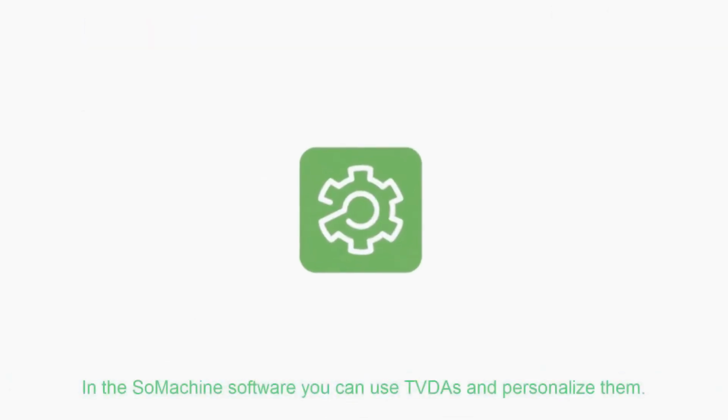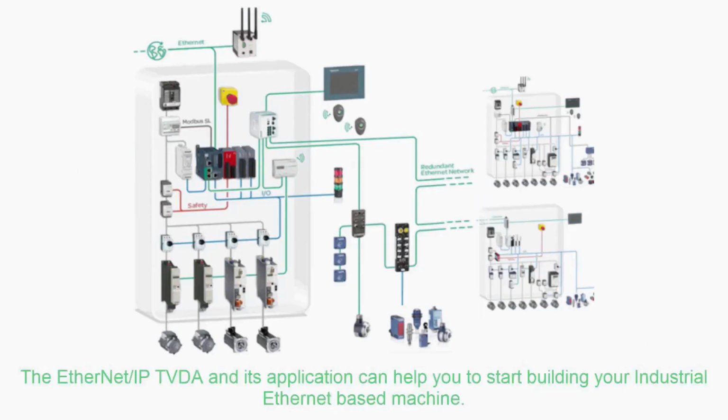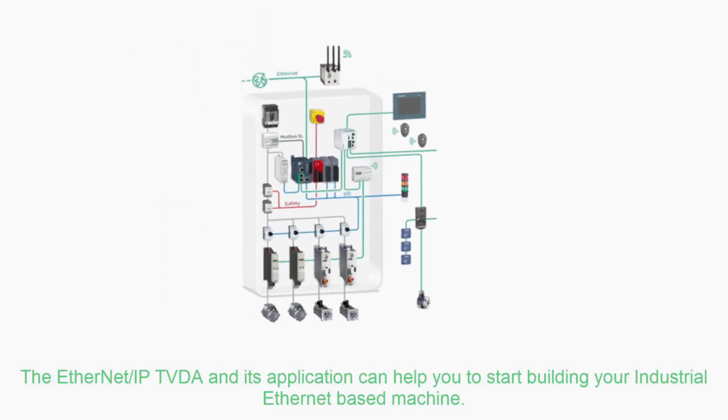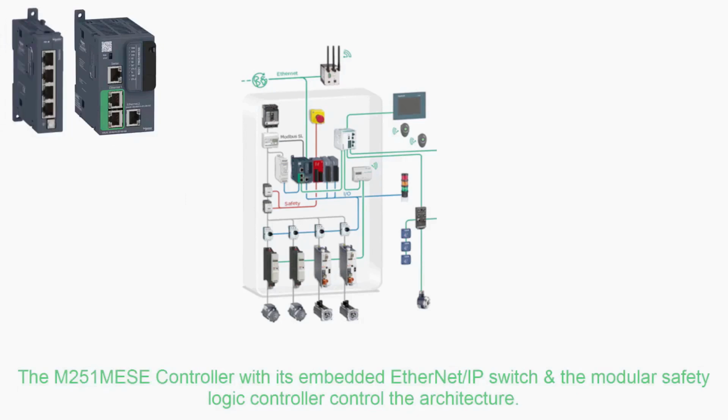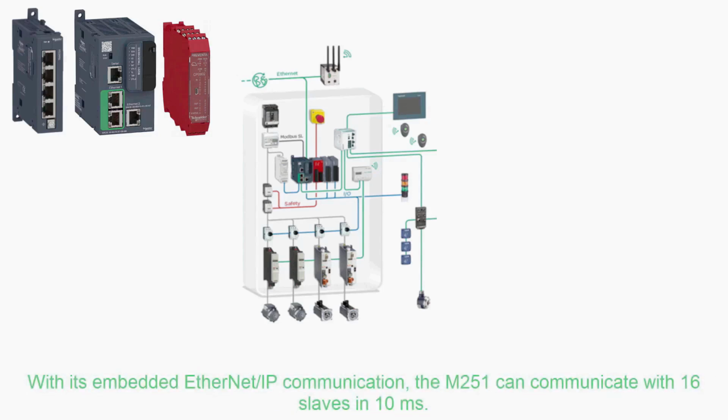In the SoMachine software you can use TVDAs and personalize them. The Ethernet IP TVDA and its application can help you to start building your industrial Ethernet-based machine. The TM251 MESE controller with its embedded Ethernet IP switch and the modular safety logic controller control the architecture. With its embedded Ethernet IP communication, the M251 can communicate with 16 slaves in 10 milliseconds.